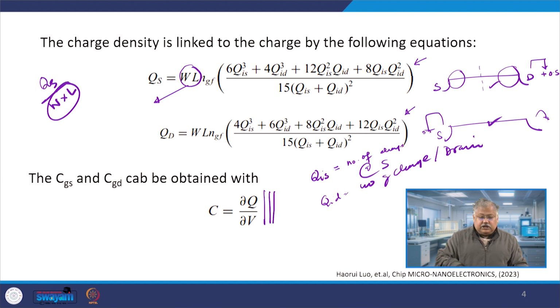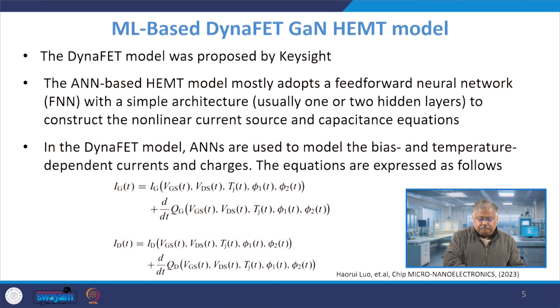And CGS is the gate to source capacitance for the HEMT, and CGD is the gate to drain capacitance for the HEMT, and they depend upon the total charge and upon the biases which you apply in this case, right? And that is from where we can get the value of CGS.